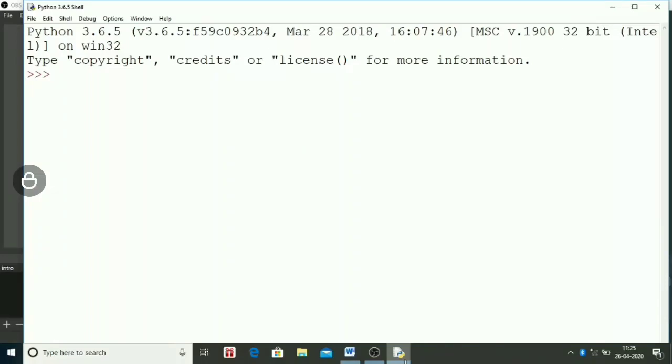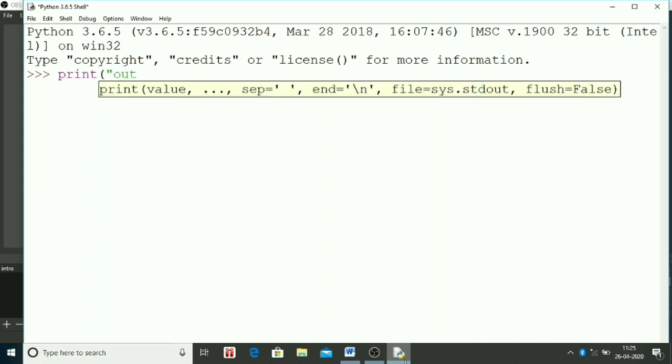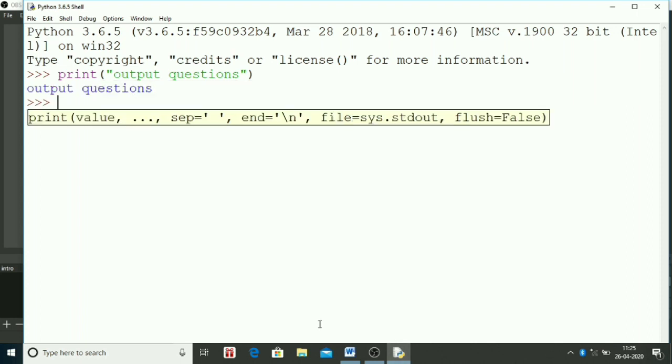Morning students. Today we will study about output questions. We will deal with just output questions. So first thing, whatever you are writing with the print command will come as it is. Now question 1.